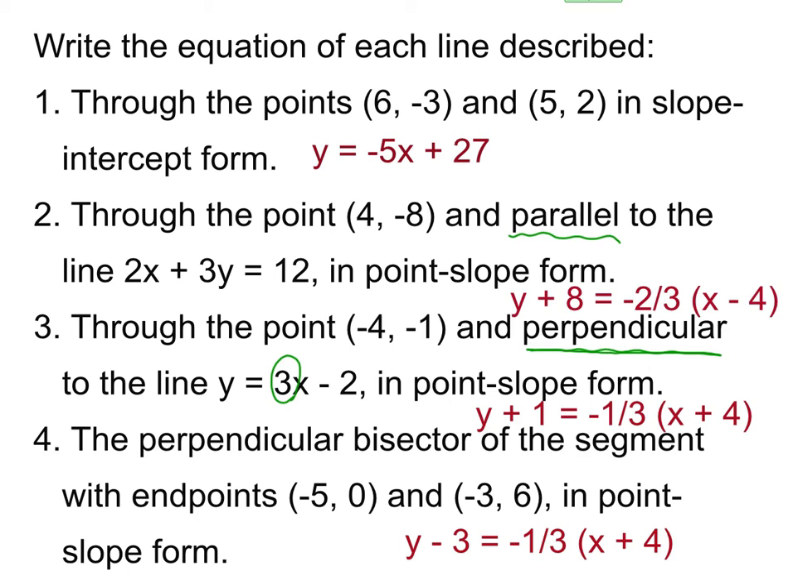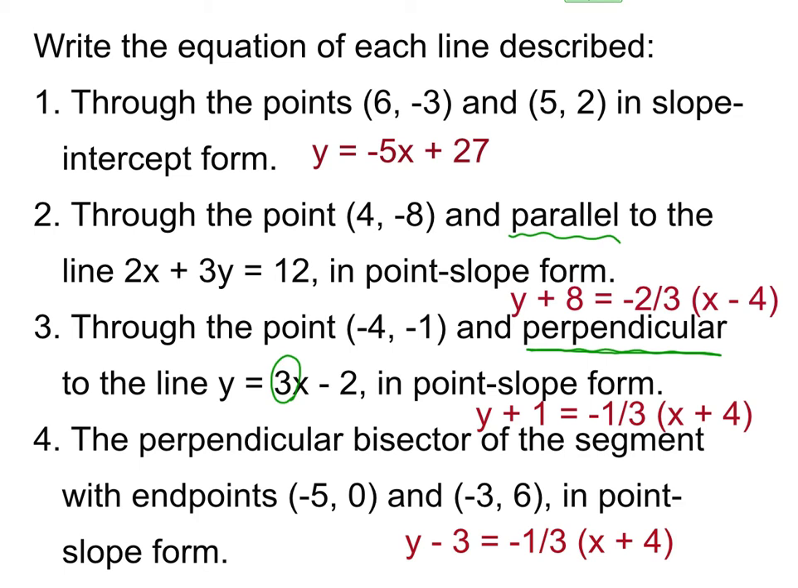Okay, so questions, which one do I need to talk about some more for you? Yes, Jaden. Number 4, okay, what point did it have to go through? Did you find the midpoint? Okay, midpoint is where you average the x's and the y's. So -5 plus -3 and divide by 2, and then 0 and 6 added and divide by 2. So that should have been (-4, 3). That's the point you needed to go through because on this one we're doing the perpendicular bisector. So you gotta come up with that midpoint location.